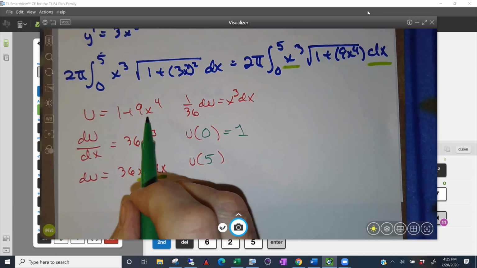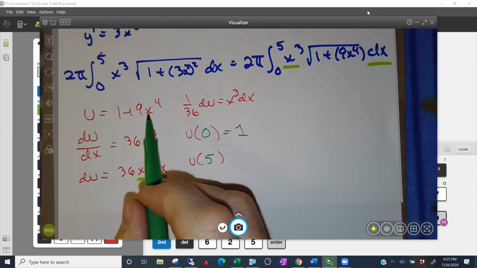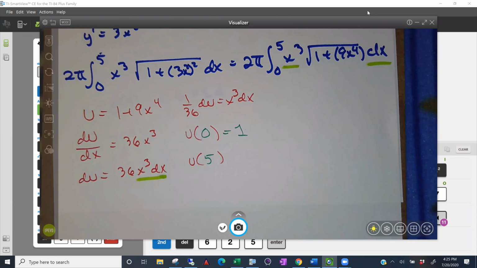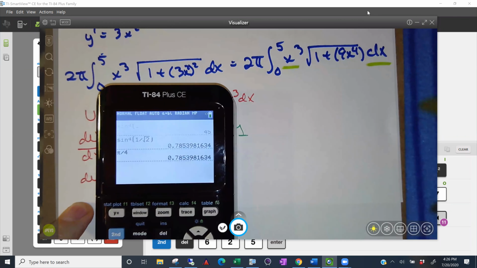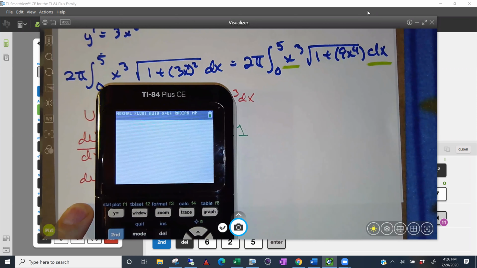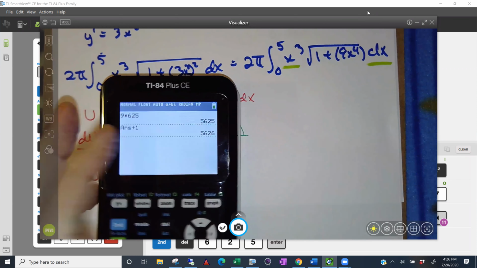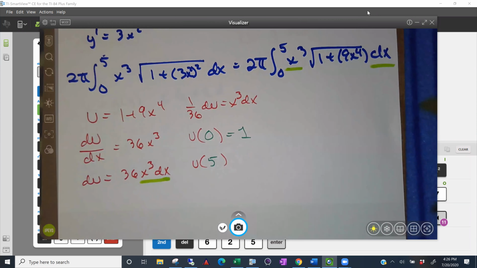Let's see, 5 to the 5th power, 5 to the 4th power is what, 625 times 9, what, 5,600 and something? Wow. 5625, let's see. 9 times 625. Yeah, I was right. Plus 1, there you go. 5626. That's a big one.